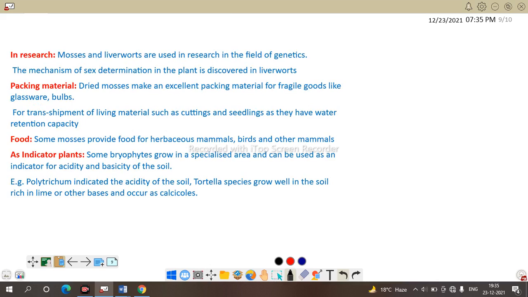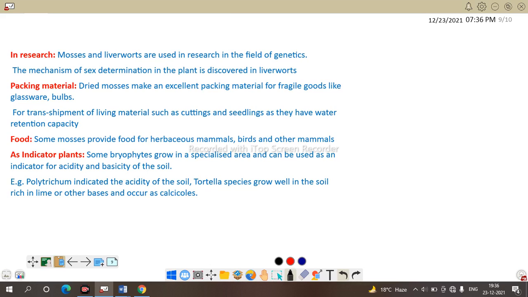Some bryophytes are also used in research, like mosses. Packing material also comes from bryophytes. Dried moss is used for fragile goods like glassware and bottle packing. It is helpful for packing glassware and fragile goods. Some herbivorous mammals and birds and other animals use bryophytes as food.